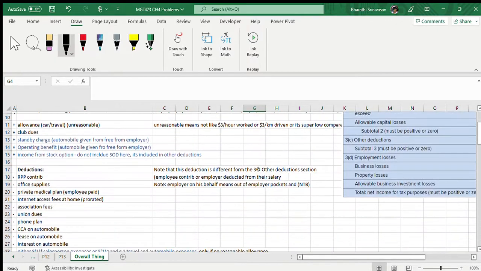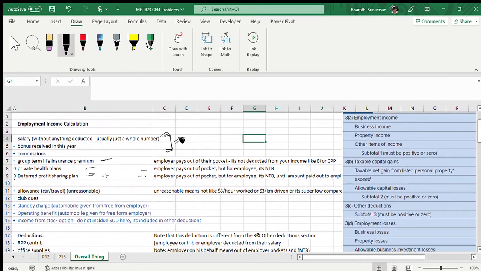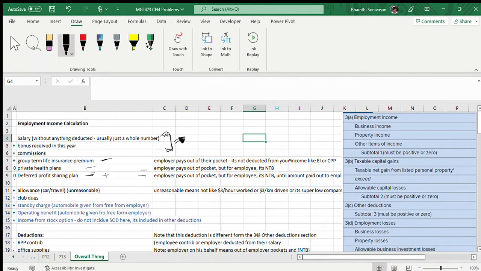Next, some things we have to go over are EI, CPP, and income tax. Basically, the salary is without anything deducted. It's usually just a whole number. So the salary might be 90K, and then the EI is like 12K, and then the CPP is like 5K, and then income tax is like 3K. I'm making up random numbers. But anyway, this gets you to the sum.